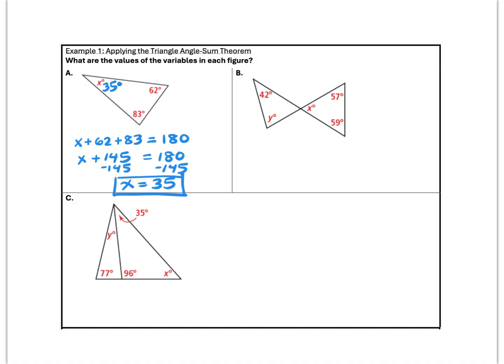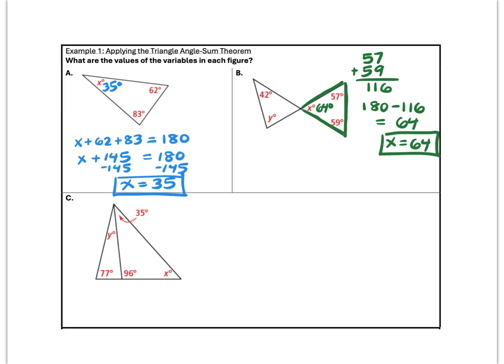In the next triangle there, notice that we have kind of two triangles going on. I'm going to start by focusing on this triangle. So let's add up the two angles that we know. Here I'm not going to make an equation, I'm just going to add them together. So 57 plus 59, if we add that up, that is 116. And I need my total in that green triangle to be 180. So let's take 180, subtract 116, and when you calculate that, that will be 64. So x here must be 64 degrees.